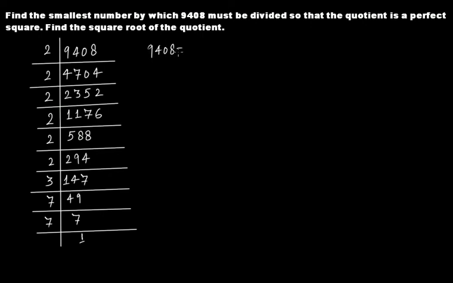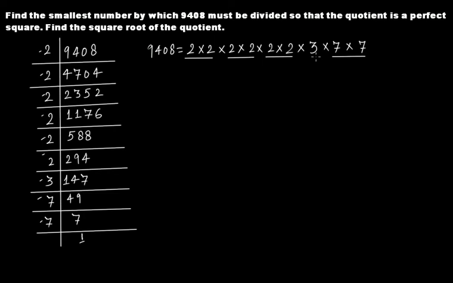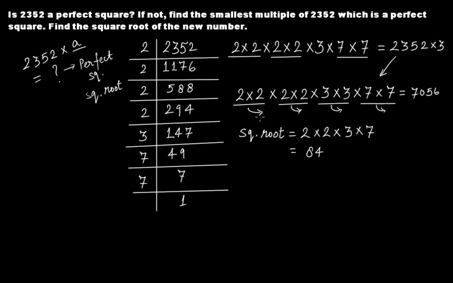9408 when written in the form of prime factors will be 2 multiplied by 2, multiplied by 2, multiplied by 2, multiplied by 2, multiplied by 2, then multiplied by 3, and then multiplied by 7 multiplied by 7. So this is in pair, this is in pair, this is in pair, this is in pair, only 3 is not in pair. But here it's not asking the smallest multiple as it was in the previous question.